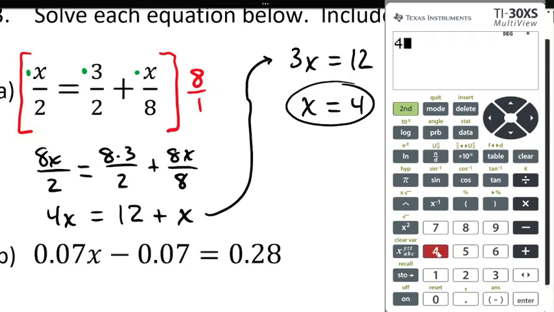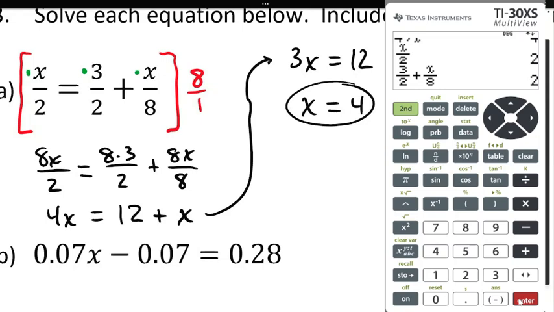So I'm going to take the number 4 and store that as x. And I'm now going to go ahead and type the left-hand side, which is x over 2. I know what you're saying. 4 over 2 is 2, and I see that. And then the other side is going to be 3/2. Okay, 3/2. And then I'm going to add to 3/2 plus x over 8. X over 8.